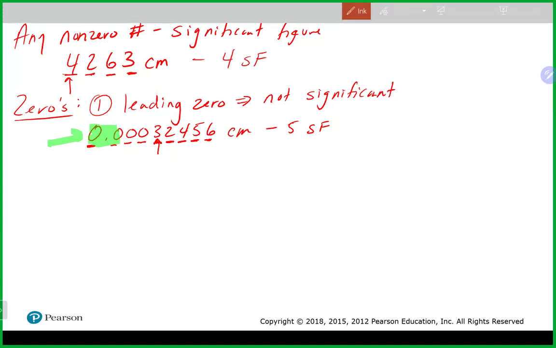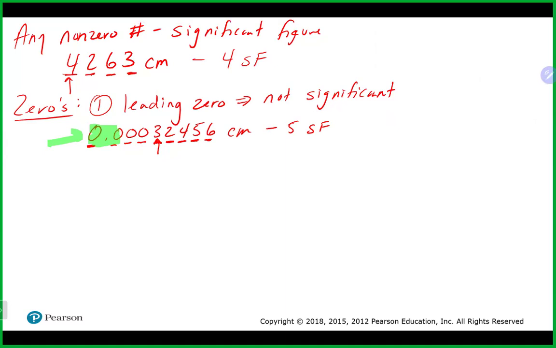So if you have leading zeros, doesn't matter how many you got, they're all not significant. Again, you keep rolling left to right until you hit that first non-zero, then you should start counting. The next type of zero is what is sometimes referred to as a trapped zero, or captive zero.